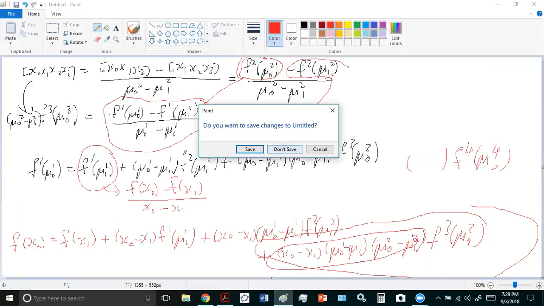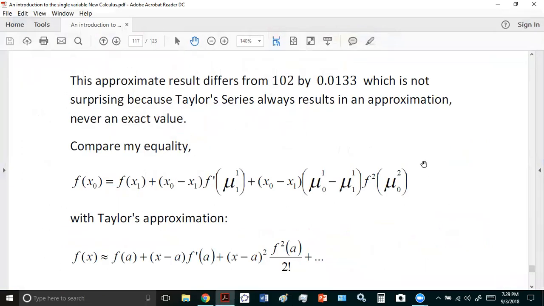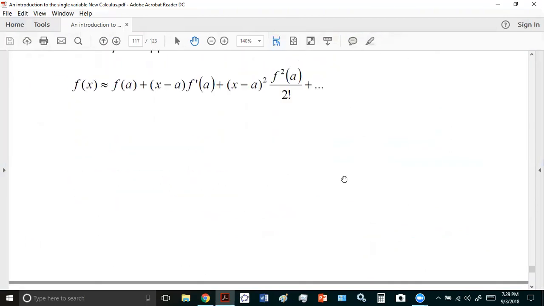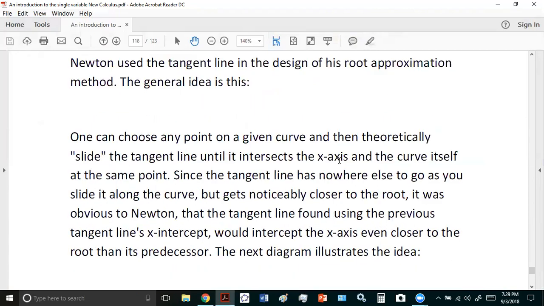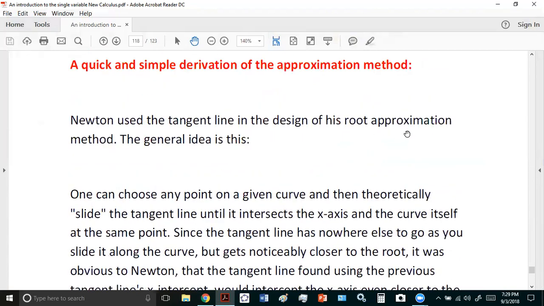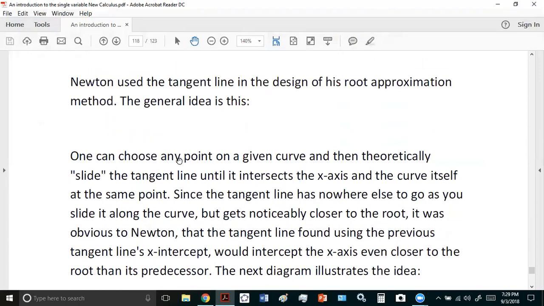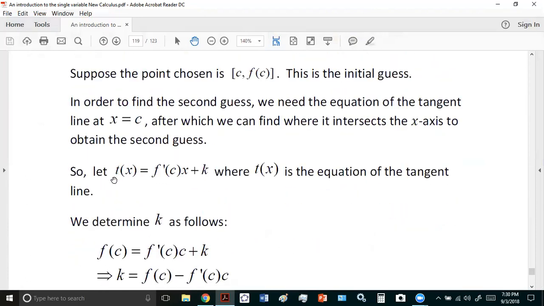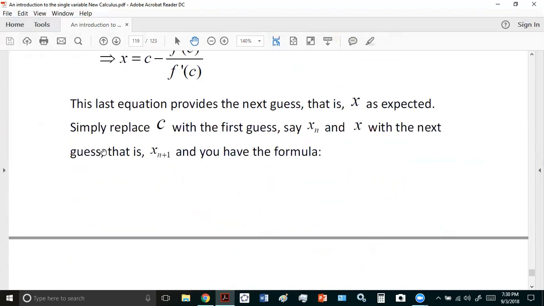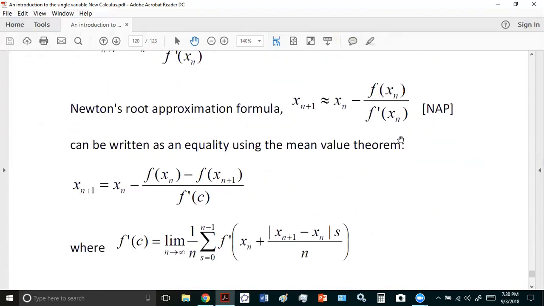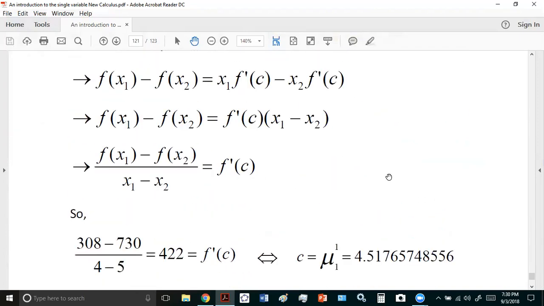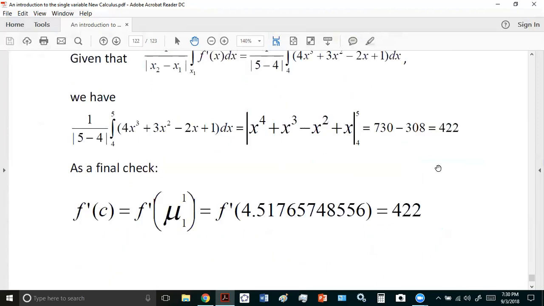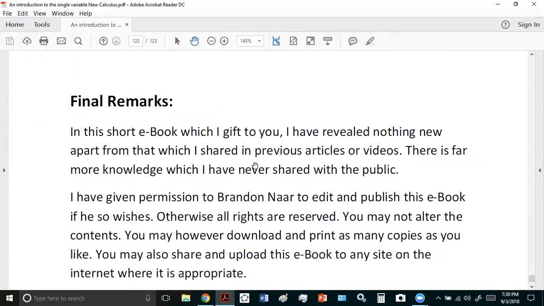So that's pretty much it for this chapter. I think I've shown you a lot more than the majority of you are going to be able to digest. And I've also given you an explanation of the approximation method in these last few pages, showing you how Newton actually finds it and how to write it as an equality, and an example there with it again. And finally, in the last section, I have final remarks to make.